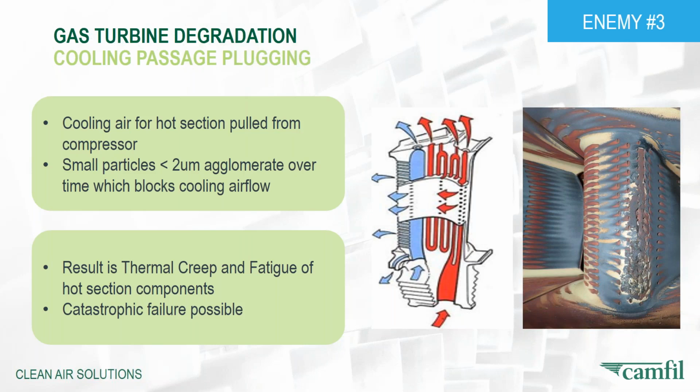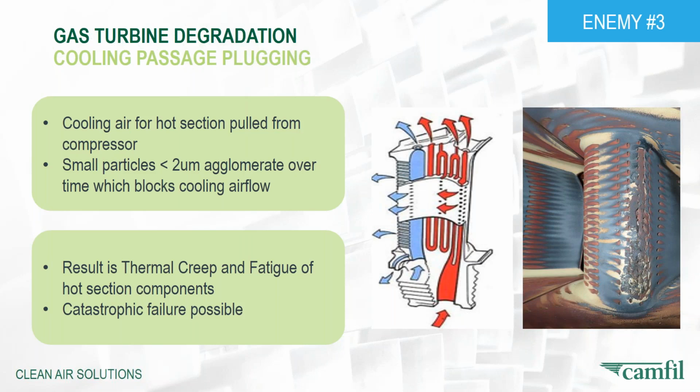Cooling passage plugging is a condition where modern turbines, in the power section today, are running at very high temperatures and have required cooling air, a boundary layer, if you will, of cool air to go over that blade to increase its life and maximize its performance. That cooling air is taken from the compressor section.